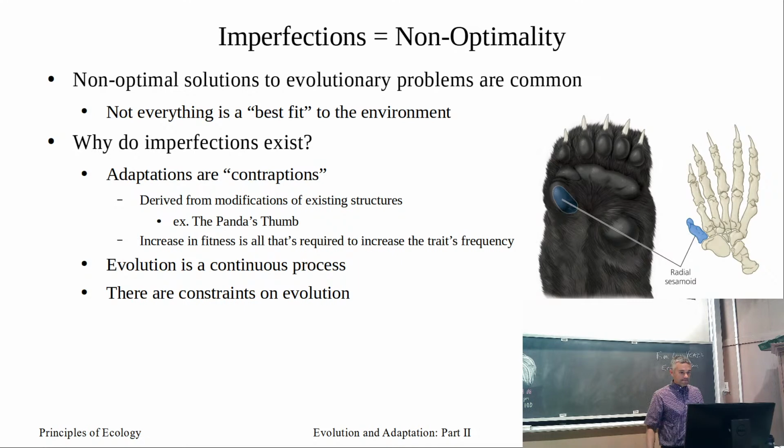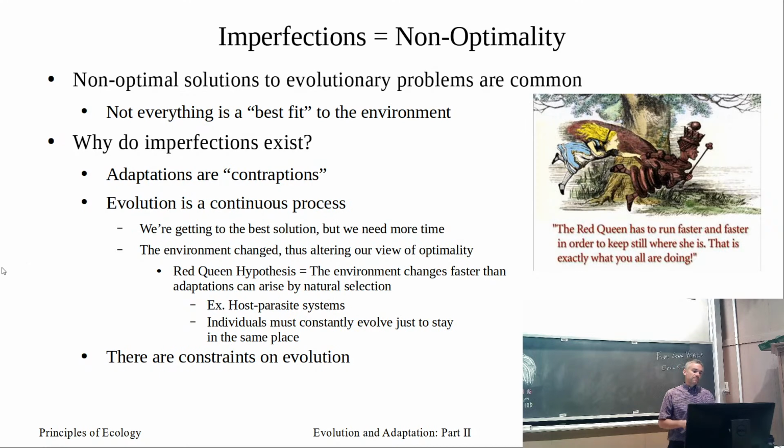All right. Second explanation as to why we don't have that best adaptation is that evolution is a continuous process. We can't think of it as just a one-time event. It's always occurring. So perhaps we're not getting the best adaptation or our version of best because we're not quite there yet. We're getting there. Maybe it's going to take 10 years. Maybe it's going to take another 1,000 years. It's just we're on our way to get there.